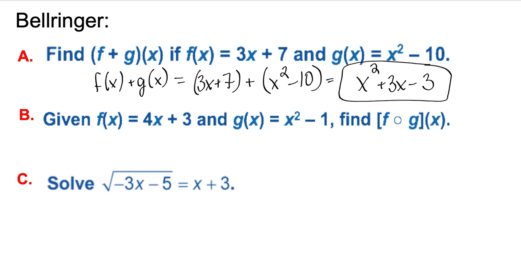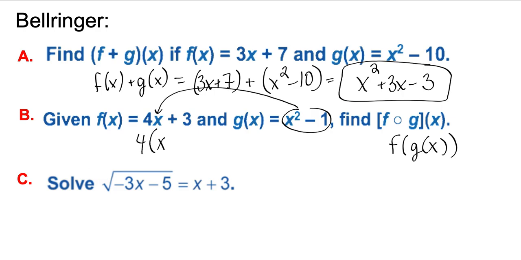And then in the second one, same functions. And remember, we have that little open dot there. That means composite or composition. So that's like this, f of g of x. That means we're plugging one into the other. So we're taking the g function, putting it into the f function. So 4 times x squared minus 1 plus 3, and we're ready to go there.